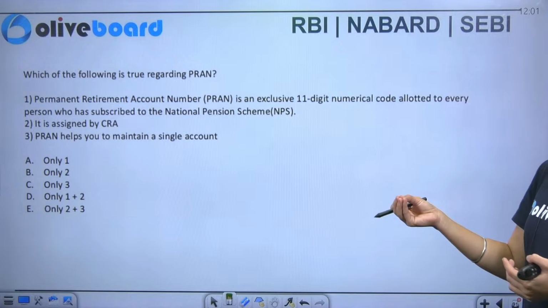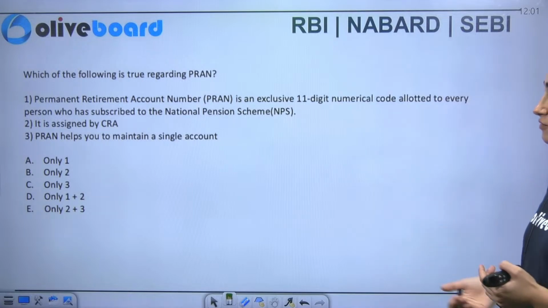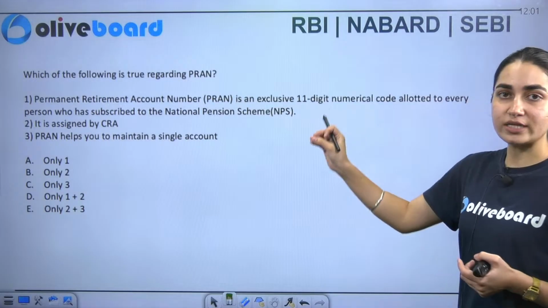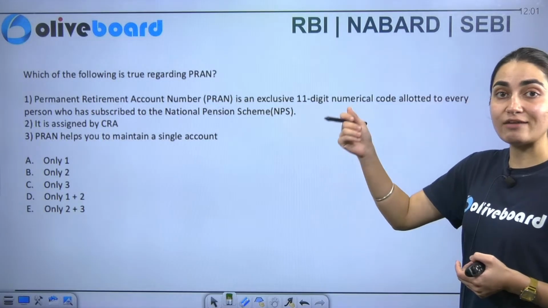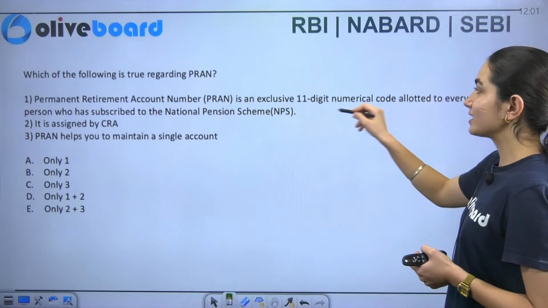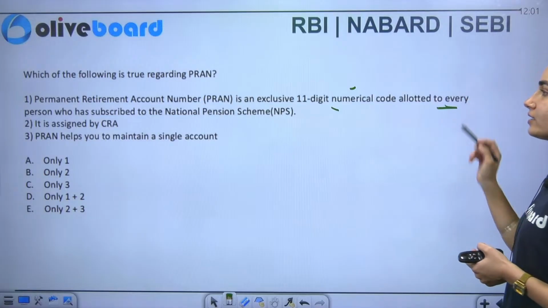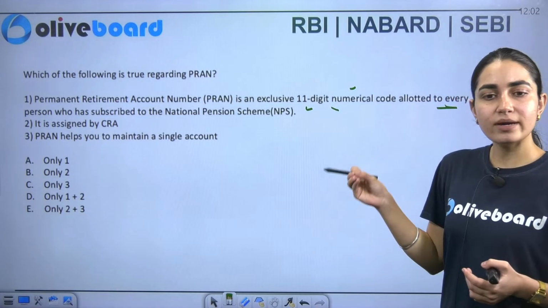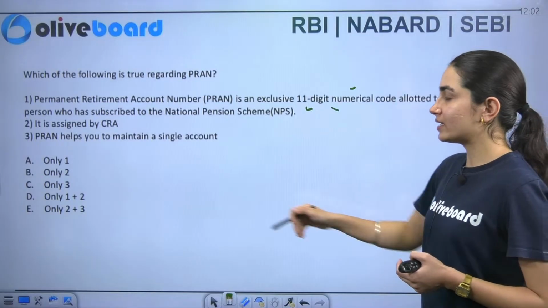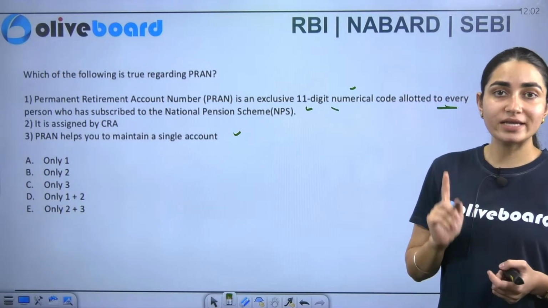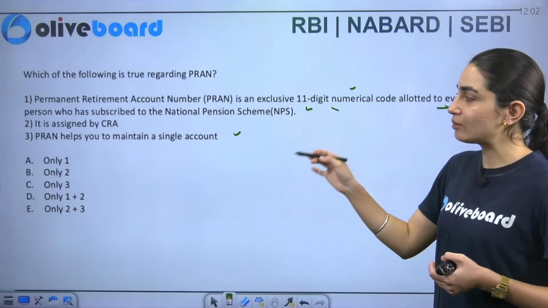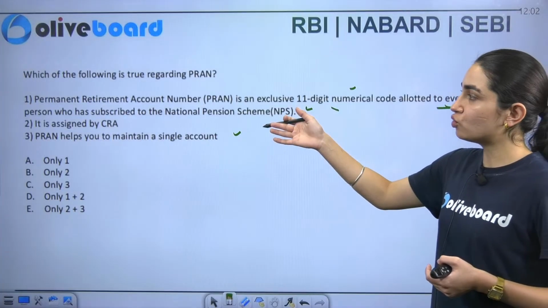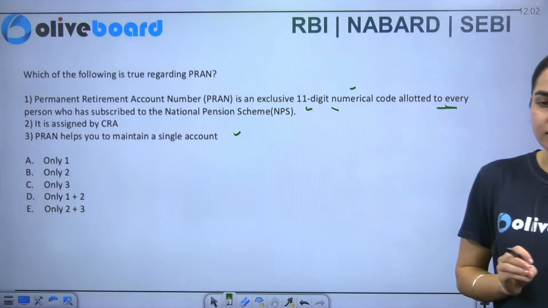These are the four statements we have specifically on PRAN. The first statement says that the Permanent Retirement Account Number is an 11-digit exclusive numerical code that is allocated to every person who is subscribed to the National Pension Scheme. The second says it is assigned by CRA. The third says it helps to maintain a single account. Now tell me which one is the correct answer. Is it only 1, only 2, only 3, only 1 plus 2, or 2 and 3? Which one is the correct answer?